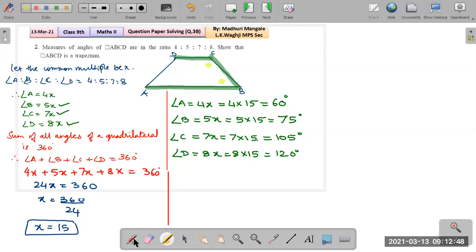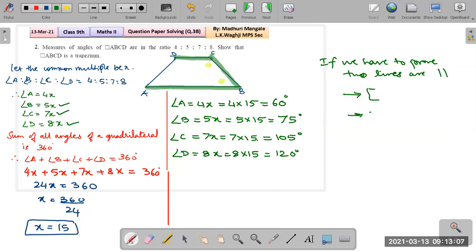Okay, here I will tell you some properties. So just check, if we have to prove that two lines are parallel, then what should we prove? Prove the C formation, or prove the Z formation, or prove the F formation.